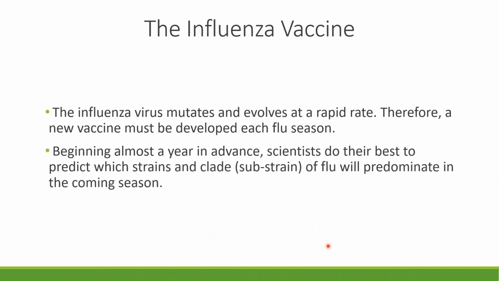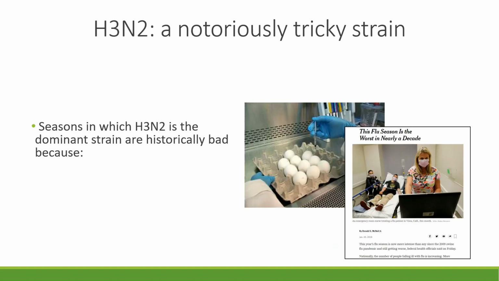So about a year in advance, scientists do their best to predict which strains or clades, these are just substrains of flu virus, are going to dominate in the upcoming season. And they historically do this by looking at which strain has been dominant in the southern hemisphere if they're developing vaccinations for the northern hemisphere, because in the southern hemisphere it'll be flu season before it's going to be flu season in the northern hemisphere. And they try and make the best prediction there.